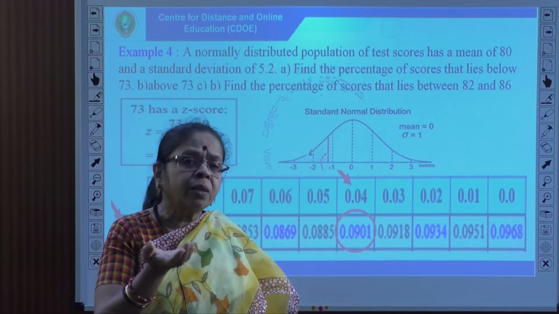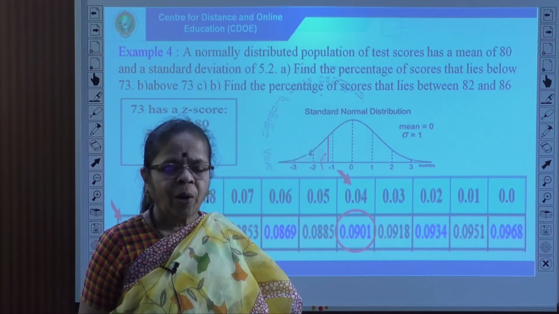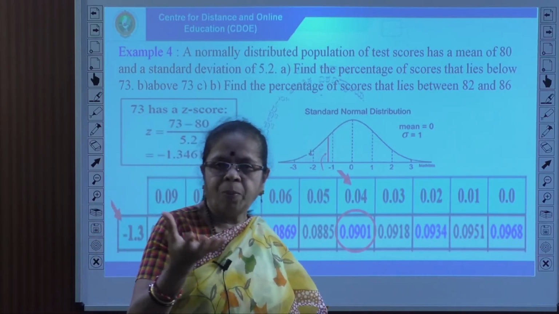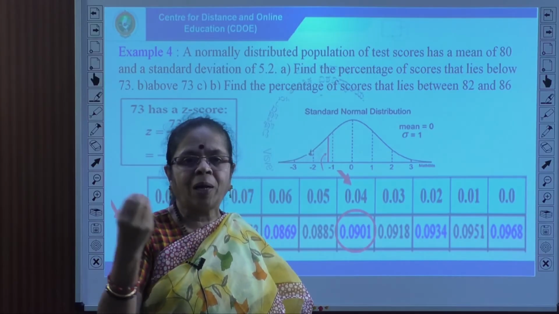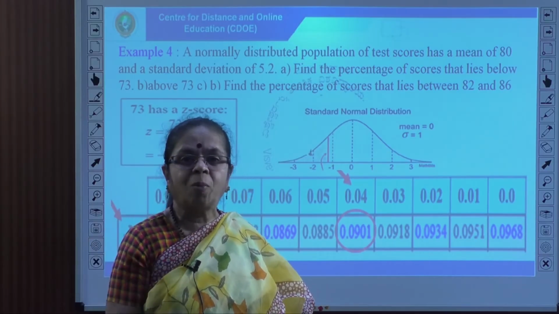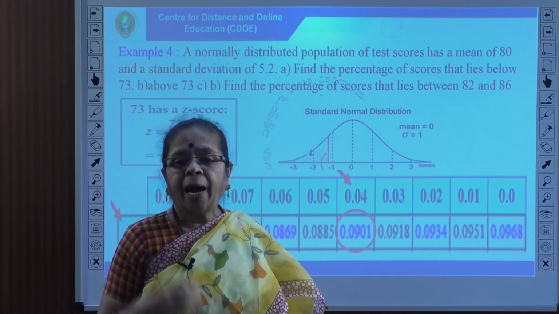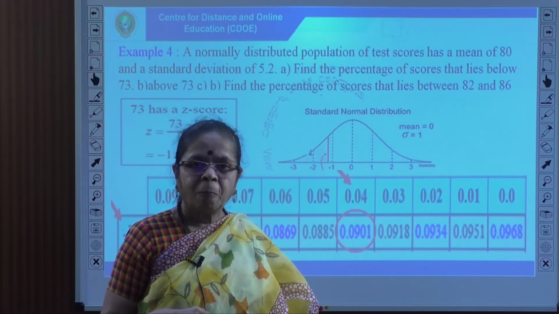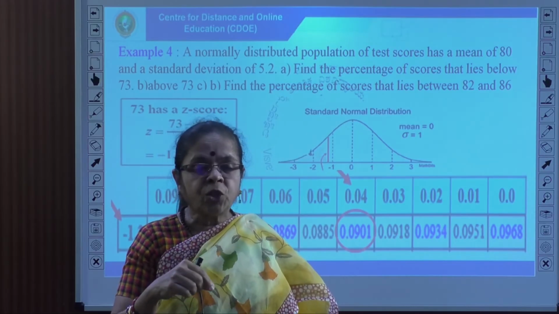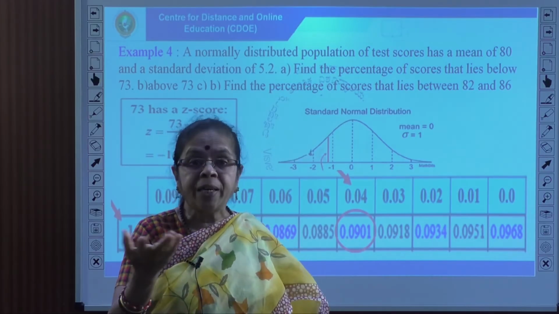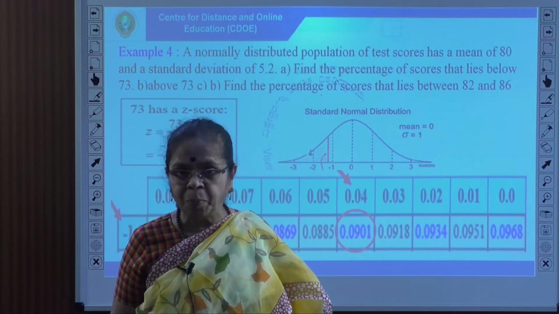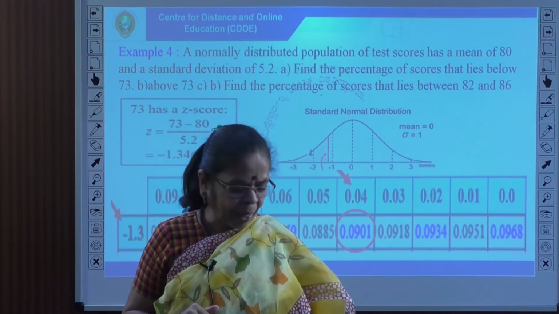So, when you do a research sampling, you can give all these results. You can say the percentage of people who are likely to have got more than 73 is so much, less than 73 is so much, and lying in between 82 and 86 is so much. And then supposing they ask you the question, what is the percentage of people who got above 90, anything you can answer. You can do a lot of data analysis in a very simple way. So, see how you can apply this.